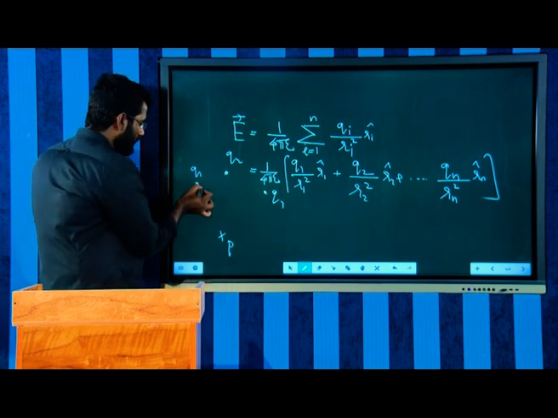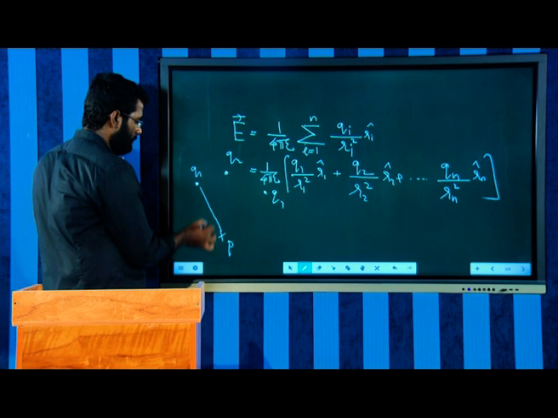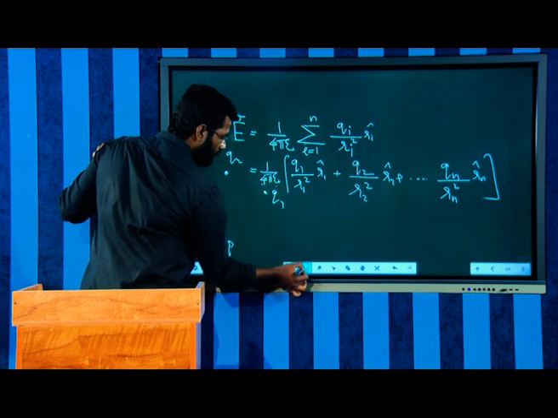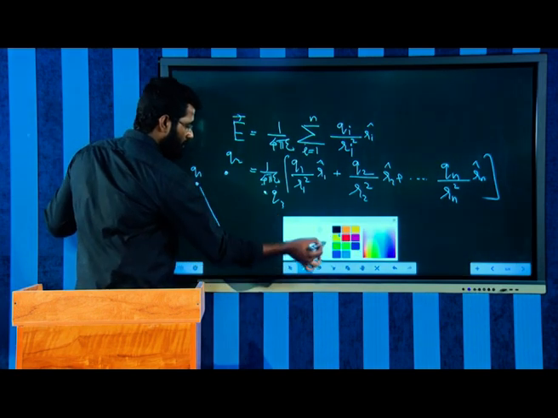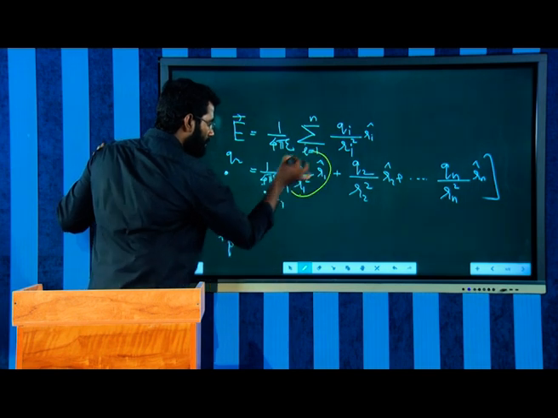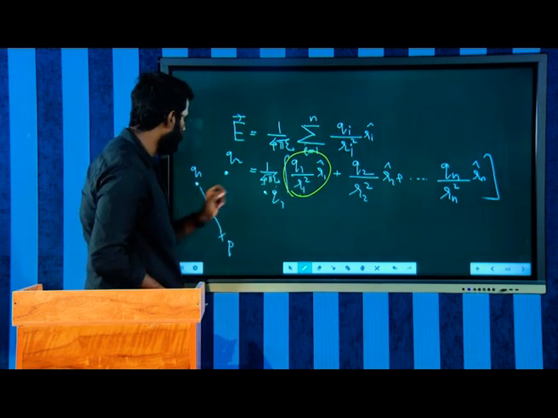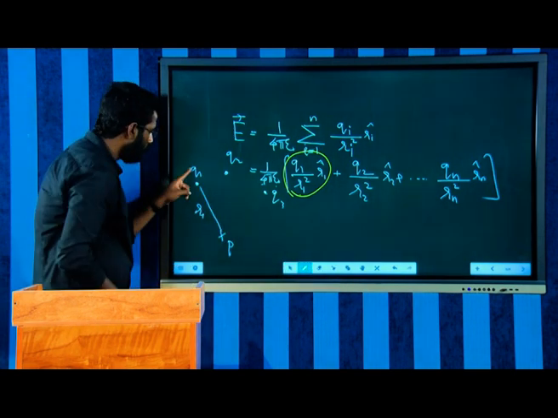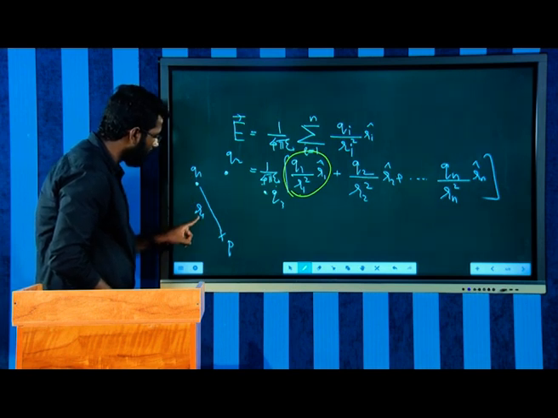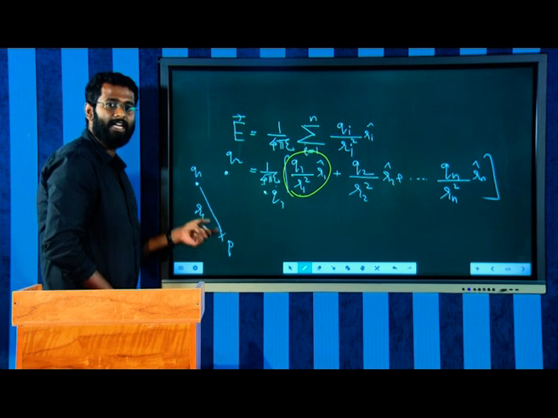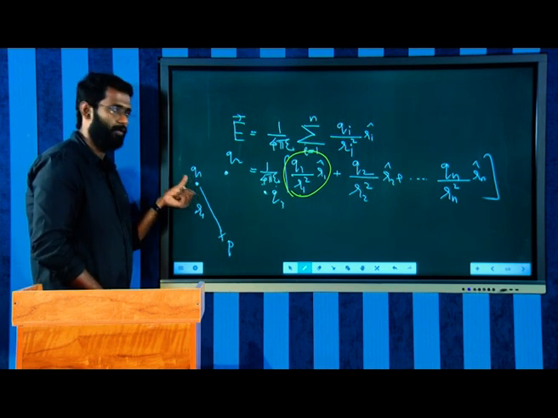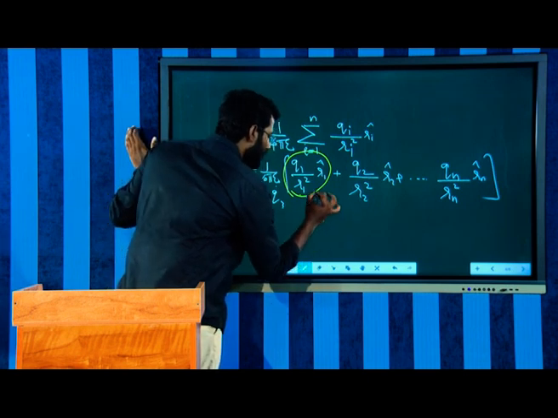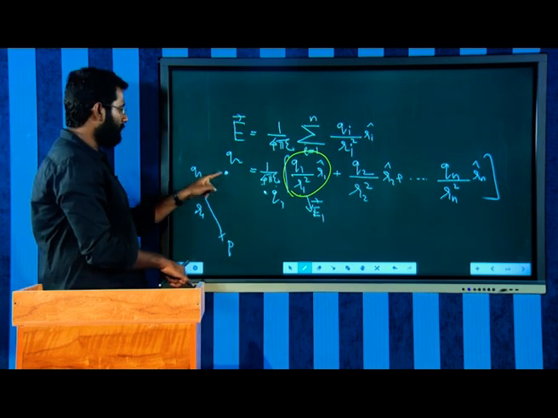Let us look at the first term, that is the electric field due to Q1. That is 1 by 4 pi epsilon 0, which is common, plus this term. What is this term? Q1 by R1 square into R1 cap, where this distance is R1. So, Q1 divided by R1 square into R1 cap is the electric field due to the first charge. We can call this E1, the electric field due to the first charge.